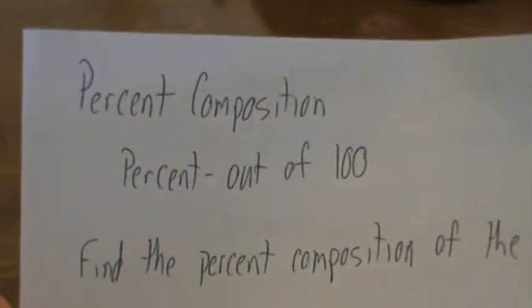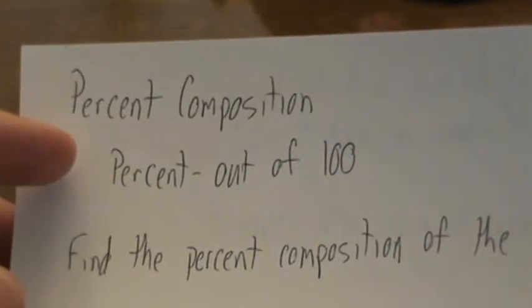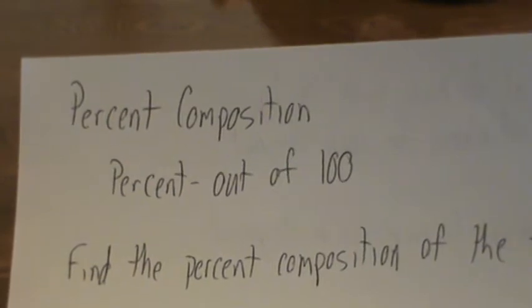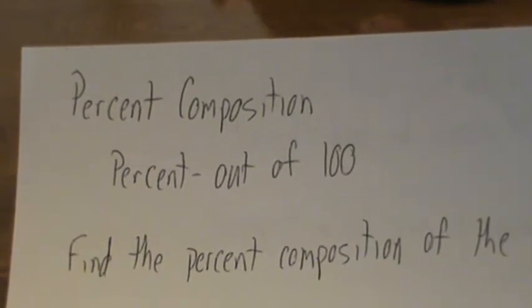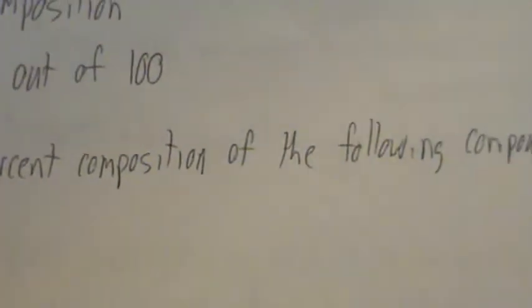Our next section that we're going to talk about and look at today is this thing called percent composition. Now, percent means out of 100. So percent composition, we're just finding what is the percent of each element in the compound. To find the percent composition of the following compounds, we're going to look at a couple examples.